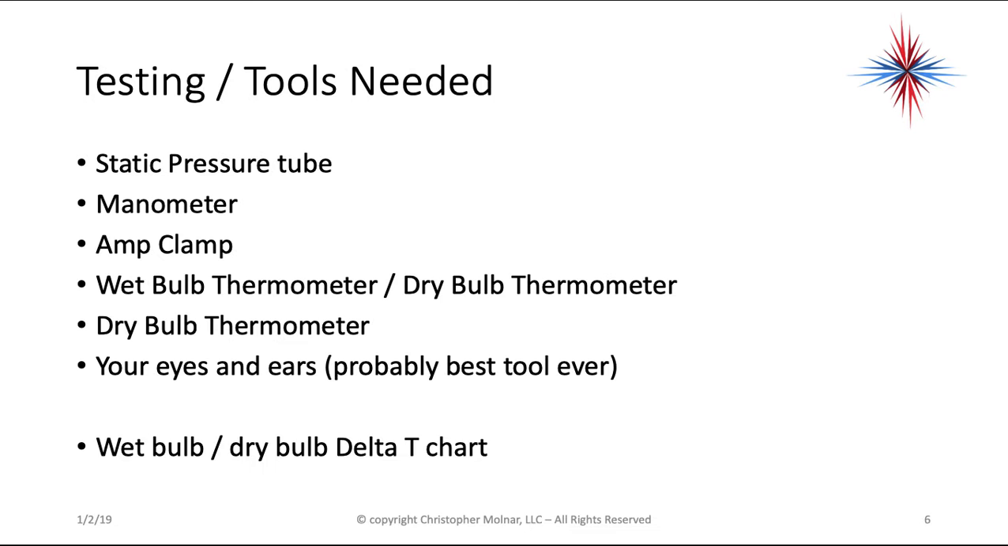All extremely important. Before you start testing some airside, you have to have some tools. You can't just walk in with a screwdriver and minimal tools. You have to have a static pressure tube or pitot tube. You've got to have a manometer, could be U-tube, could be electronic. You need an amp clamp for your meter. You need to have a wet bulb and a dry bulb thermometer. I like using the combination. That's why it's on one line here.